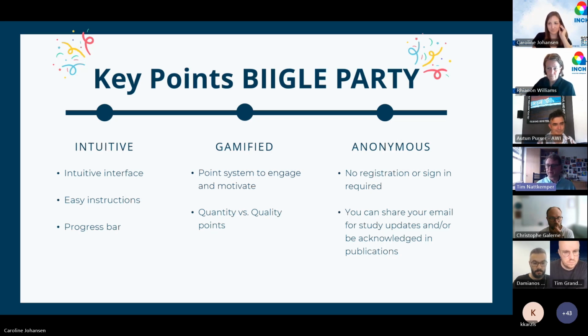Next slide. So our basic idea in developing Biigle.Party was possible to get a domain called Biigle.Party, and so we played around with the name. It's the place to participate in marine biology. So that was the idea.